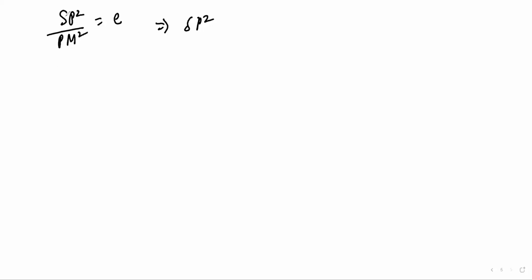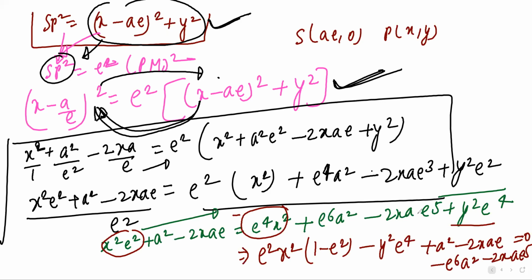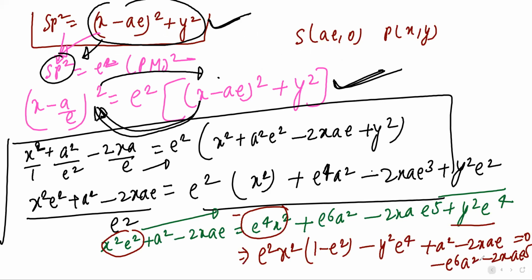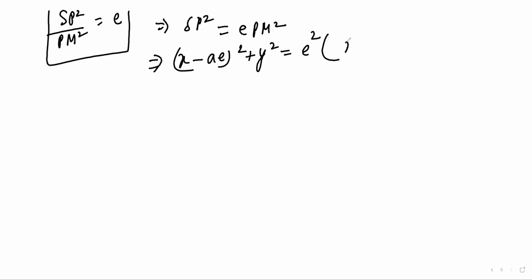So done. So see here, SP² upon PM² equal to e. After cross multiplying, it is SP² is equal to e PM². So what is the SP value? You can just look back. SP is (x − a/e)² + y². So it is (x − ae)² + y² is equal to e, right? So it is e²(x − a/e)².